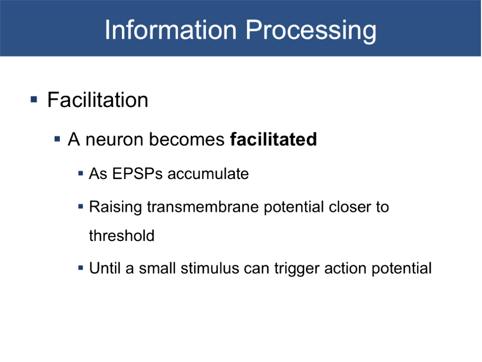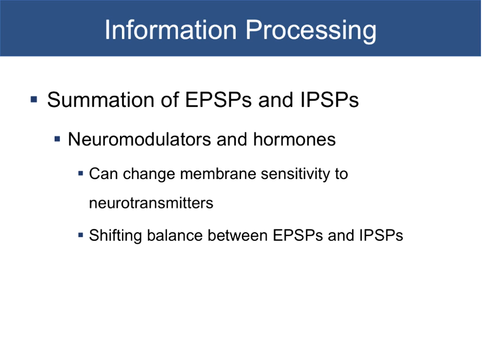So a neuron becomes facilitated when the excitatory postsynaptic potentials accumulate. So that will raise the transmembrane potential closer to threshold, which means more sodium ions come in, and this happens until a small stimulus can trigger an action potential. So it might be just a little bit of an excitatory neurotransmitter that's released and received by this receiving cell that allows for an action potential to take place. But keep in mind that there are lots and lots of these excitatory postsynaptic potentials that have taken place, that have been received by this receiving cell, the postsynaptic cell, that will allow for this to happen.